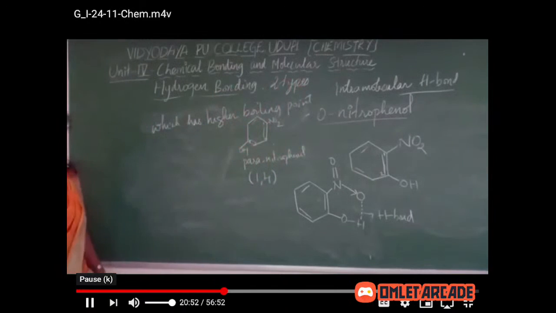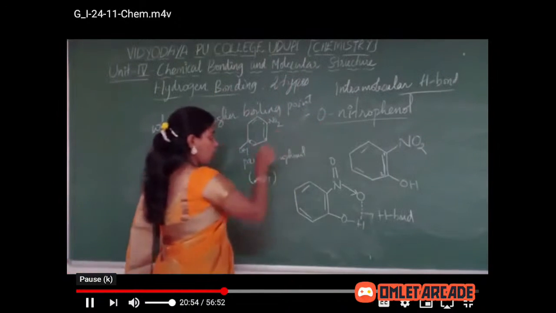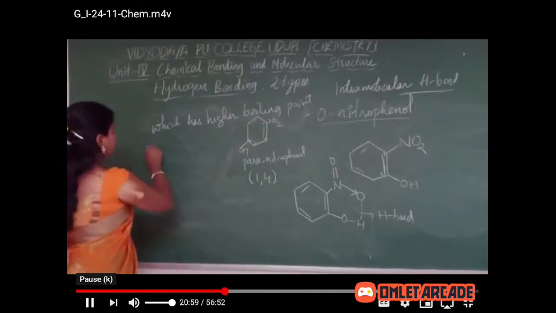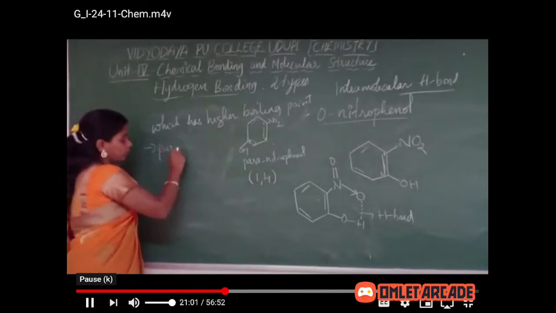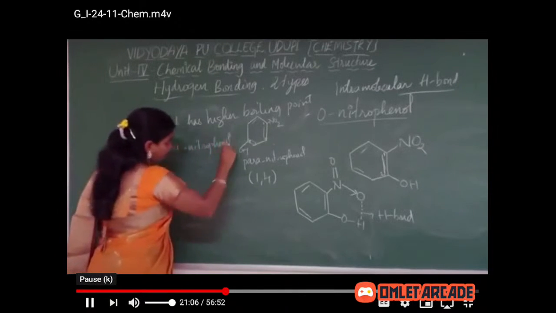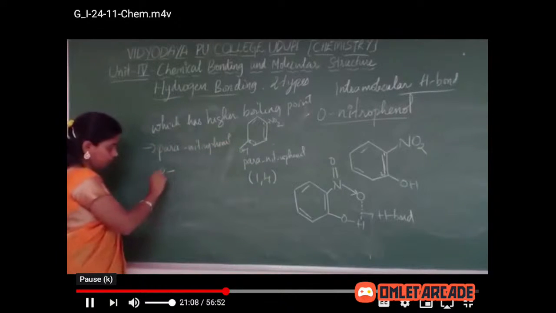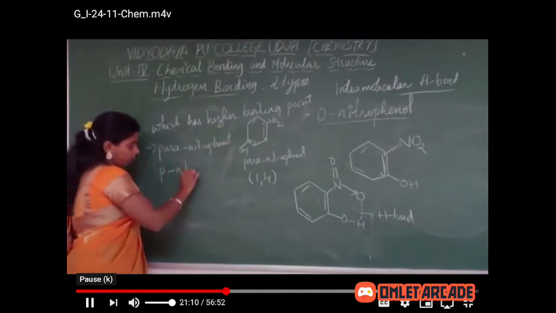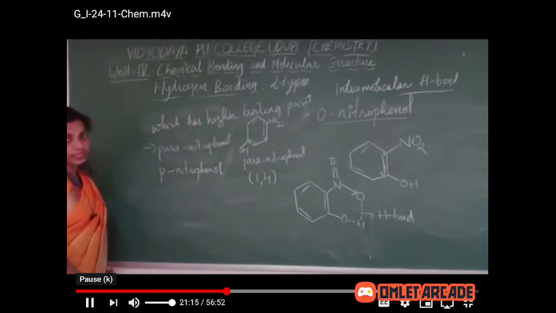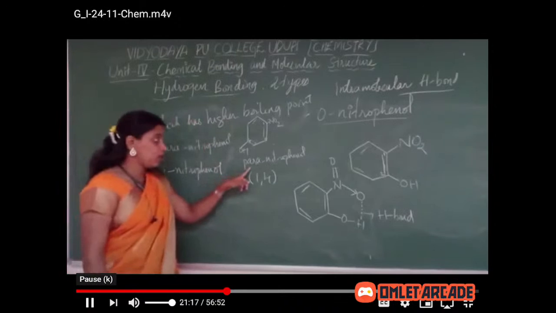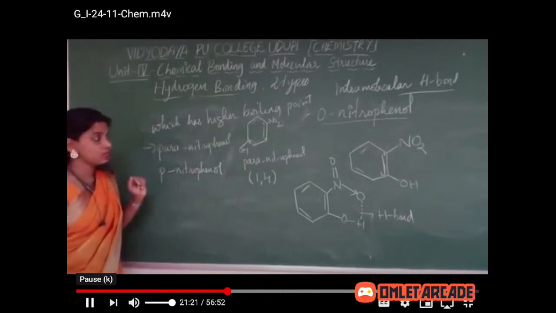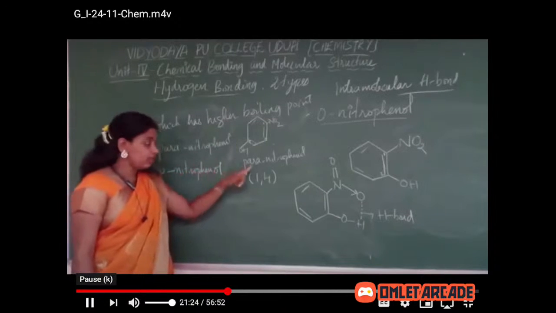Orthonitrophenol or paranitrophenol, which is the question? The answer for this one is paranitrophenol. You can write it as P only. The reason the boiling point is highest in paranitrophenol is that intermolecular hydrogen bonding will be present.